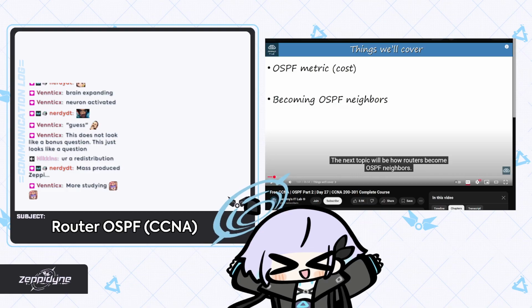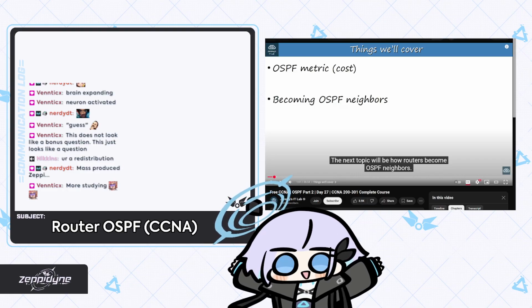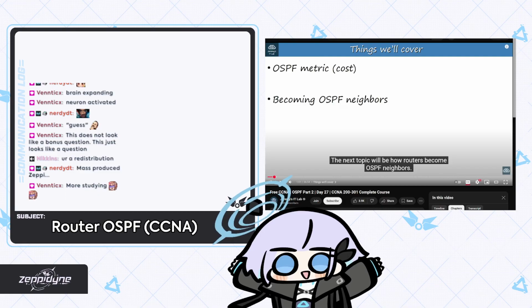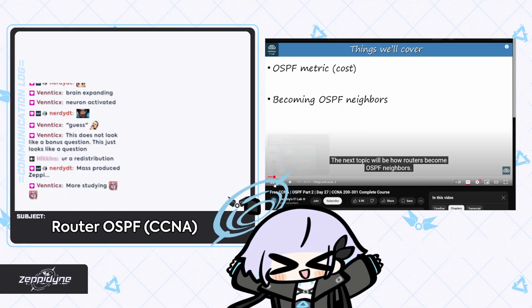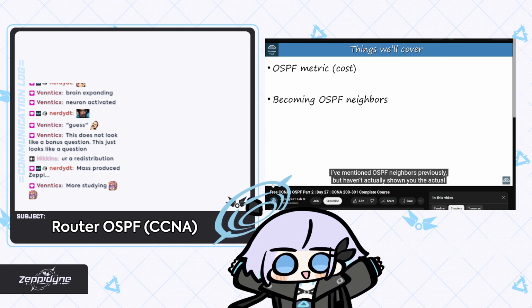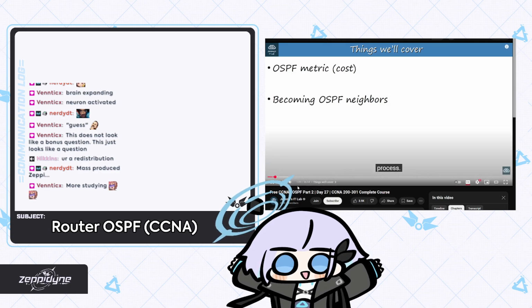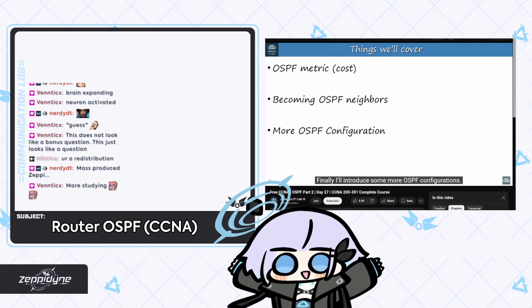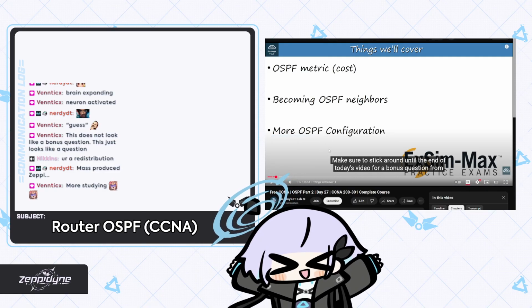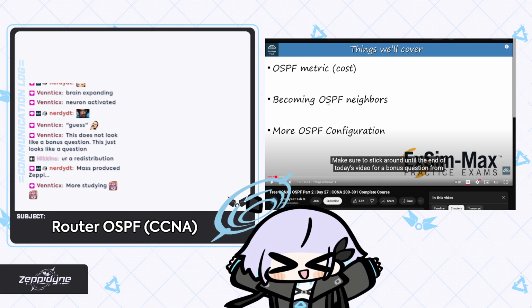More studying. I've already taken notes for these. I just need to revisit them. Let's see what the 3 topics are. First, how routers become OSPF neighbors. I've mentioned OSPF neighbors previously, but haven't actually shown you the actual process. We'll go in depth in this video. Finally, I'll introduce some more OSPF configurations. Make sure to stick around. More OSPF configuration, so it's more commands.